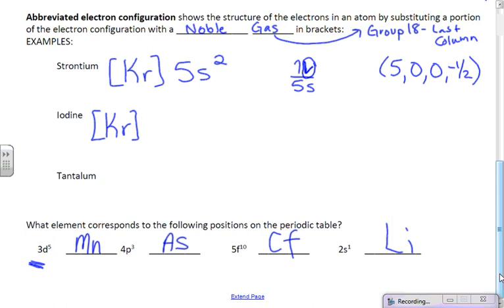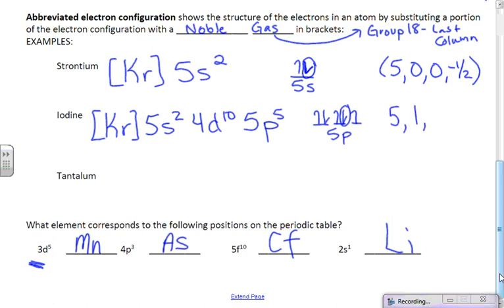So we still have to start after Kr. So we go on and we start with row 5 with 5s2. What's after 5s? 4d10. And then 5p. And 5p is where iodine is. So we're not just going to put 5p6 and go on. We're going to stop with 5p. And it's the 5th one over. So we'll put 5p5. So we'll draw that 5p sublevel with 1, 2, 3, 4, 5 electrons. That's our 5th one that we drew. So we have 5, 1, 0, -1/2.